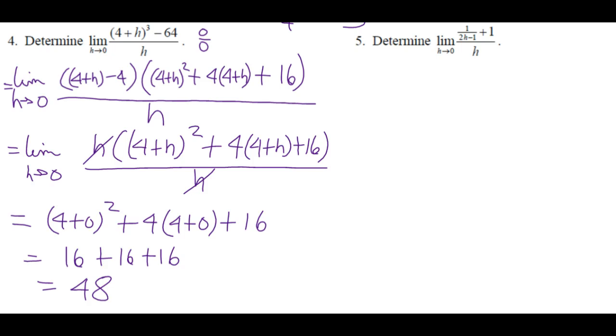Determine the limit as h approaches 0 of (1 over 2h minus 1, plus 1) over h. So we got a problem. We get 1 over negative 1, which would be negative 1, plus 1. So this would work out to 0 over 0. All right, so we have to do what we can.